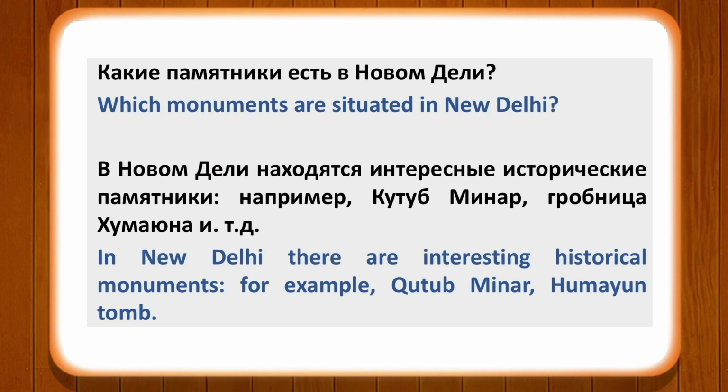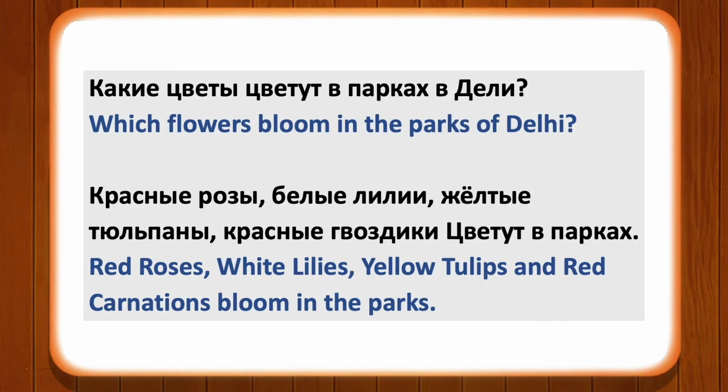Какие памятники есть в Новом Дели? Which monuments are situated in New Delhi? В Новом Дели находятся интересные исторические памятники, например, Кутуб-Минар, гробница Хумаюна и так далее. In New Delhi, there are interesting historical monuments, for example, Qutub Minar, Humayun tomb, etc. Какие цветы цветут в парках в Дели? Which flowers bloom in the parks of Delhi? Красные розы, белые лилии, жёлтые тюльпаны, красные гвоздики цветут в Дели. Red roses, white lilies, yellow tulips, and red carnations bloom in the parks.